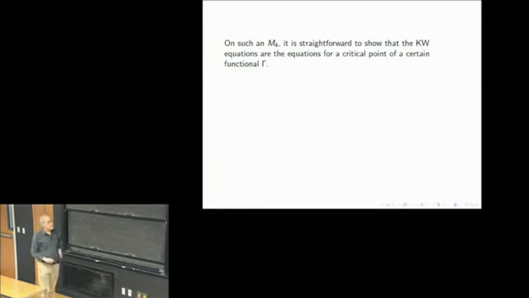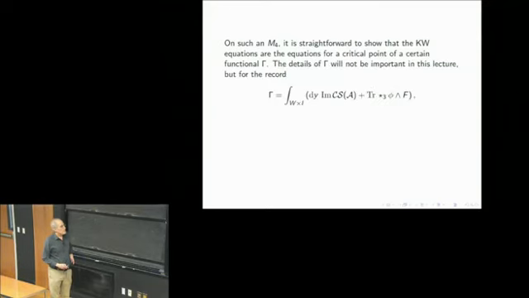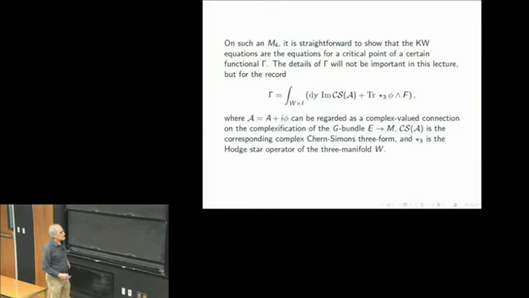On such a four-manifold, it's straightforward to show that the KW equations are the equations for a critical point of a certain functional. The details of that functional are not important in this lecture, but I want to make clear that it's a concrete thing I can write down, so I've written it down. But I have to then explain it. So first, I combine the connection and the one-form to a complex valued connection that you can think of as a connection on the complexification of the G bundle E. And then a complex valued connection has a corresponding complex Chern-Simons 3-form. We've taken its imaginary part, and we multiplied by dy.